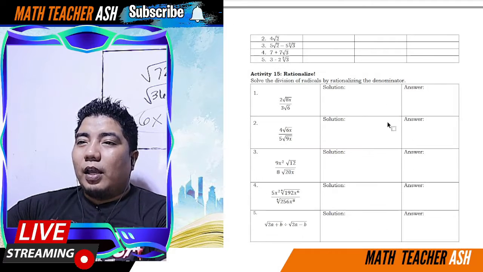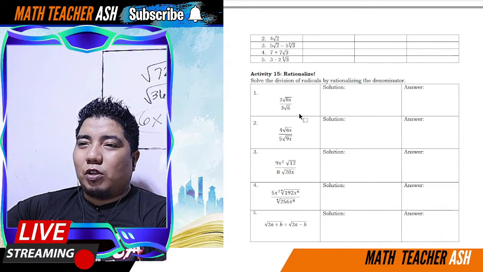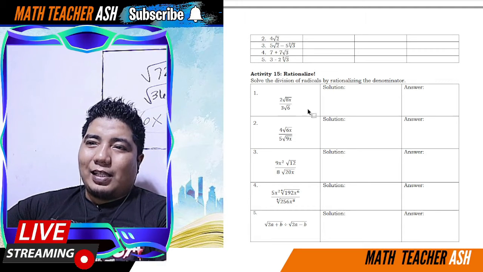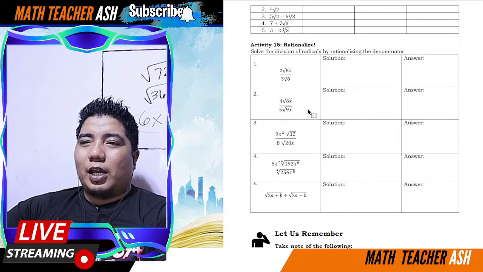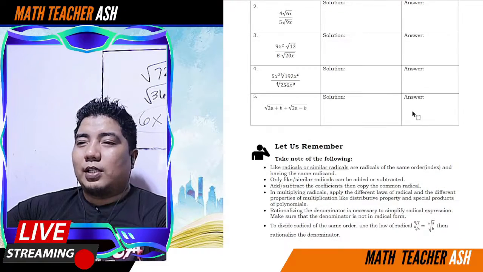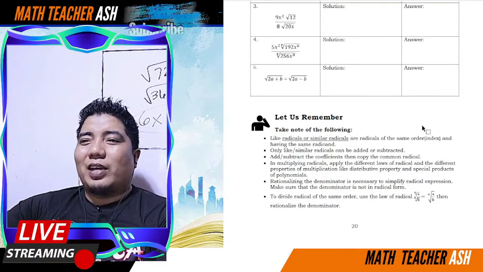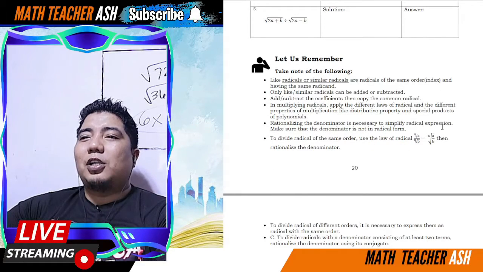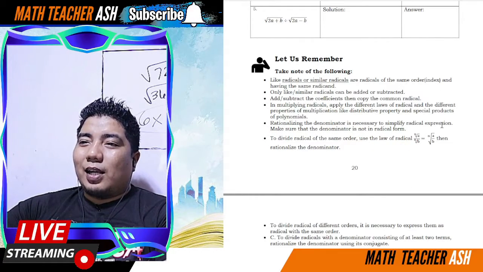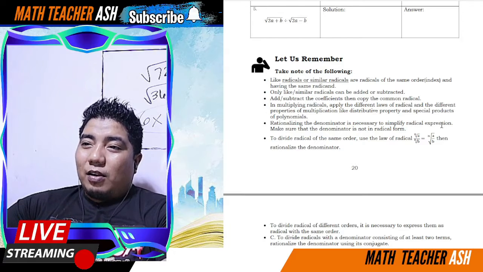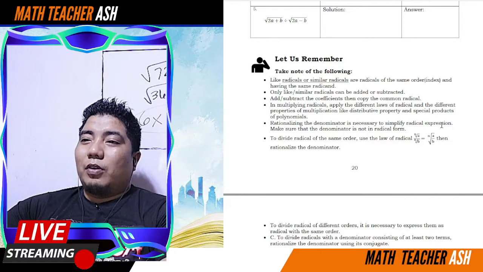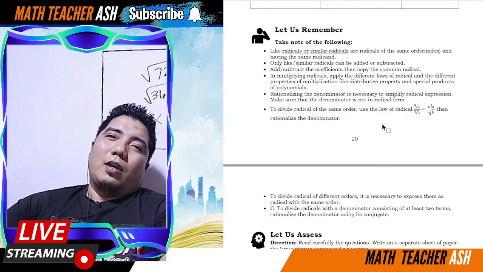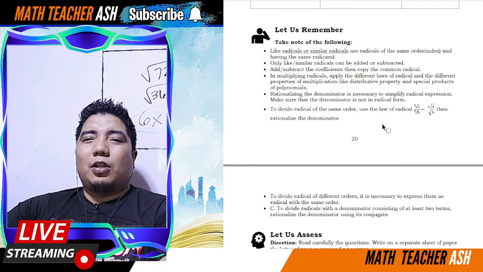Alright? Then, we have rationalization. So, tanggalin ang radical sign sa baba or sa denominator side. So, applying the rule in rationalizing. Okay, and then we have the let us remember, my dear math learners. Okay, so like radicals and similar radicals of the same order or index and having the same radicand. Okay, so I'm sure you already got this one, my dear math learners.